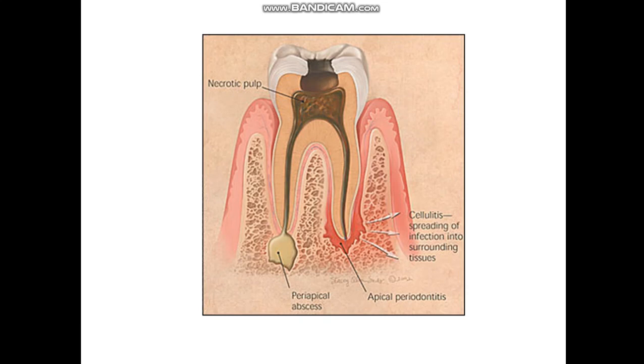Rather, the infection might spread laterally toward the cortical plate. If the infection spreads toward the cortical plate, pressure causes resorption of the cortical plate and perforation, but still the abscess is beneath the periosteum. That means the infection is still within bone.